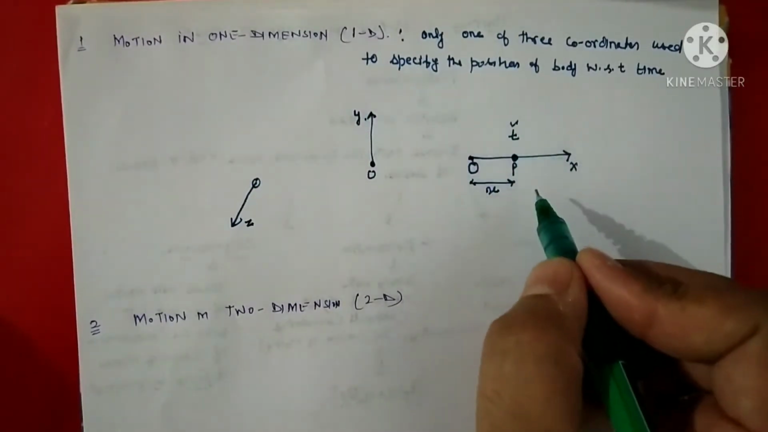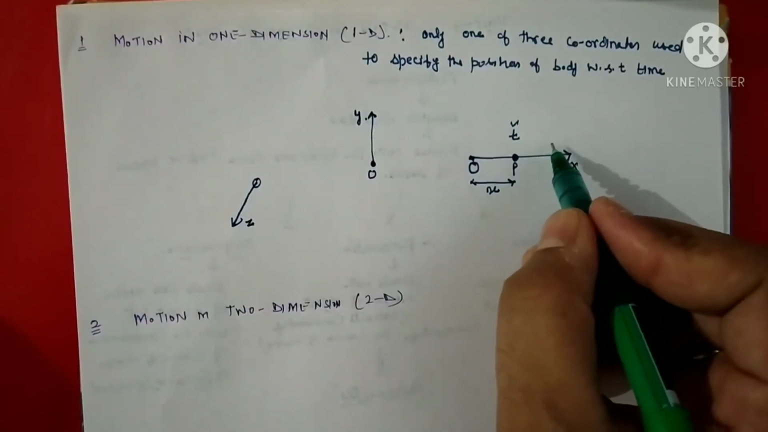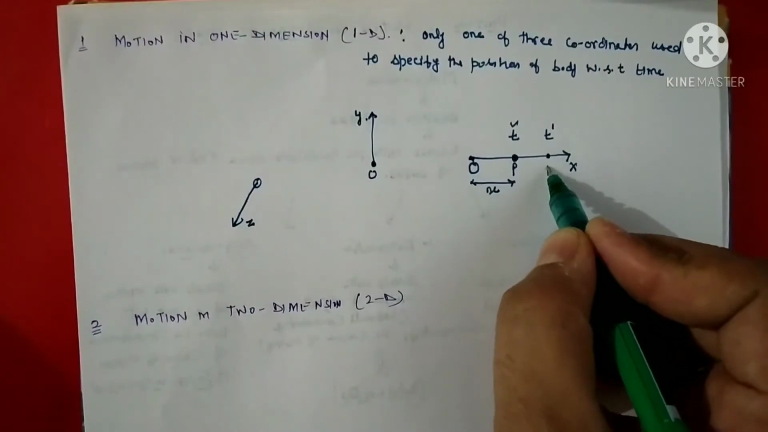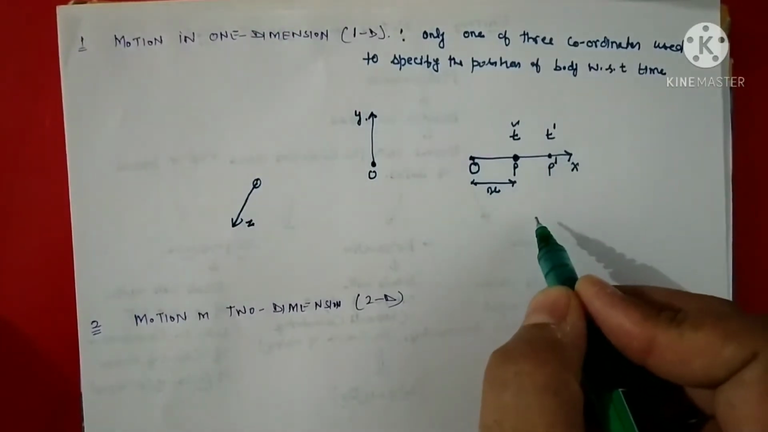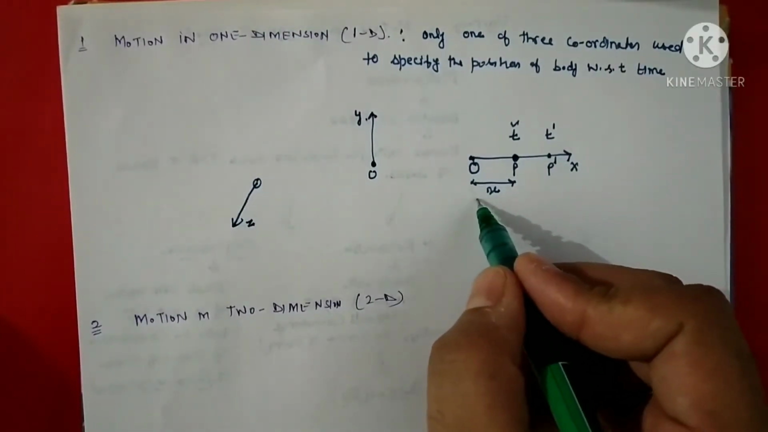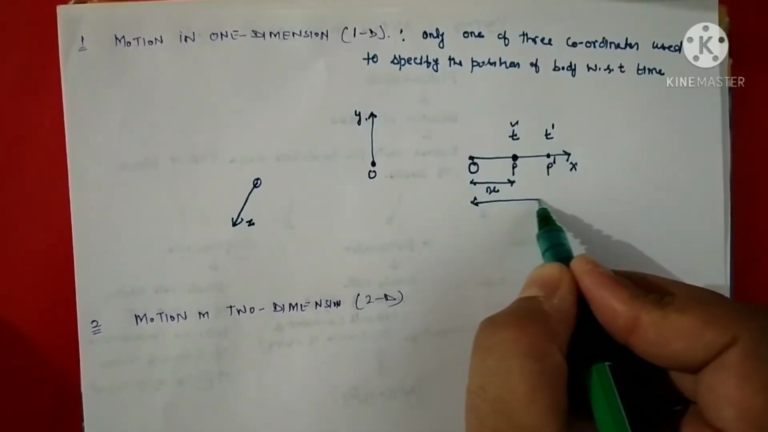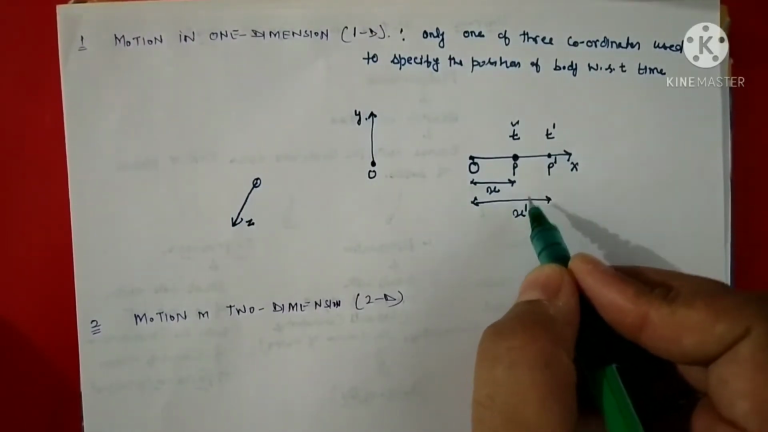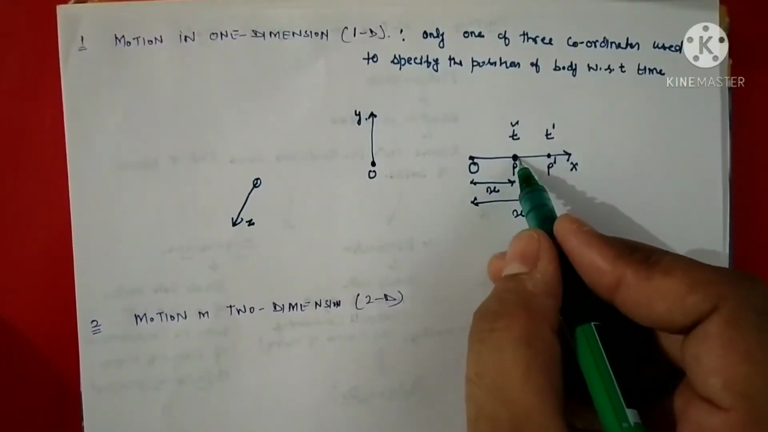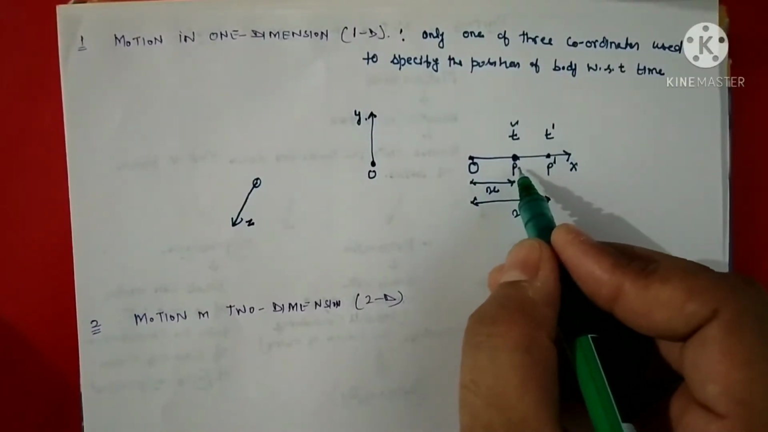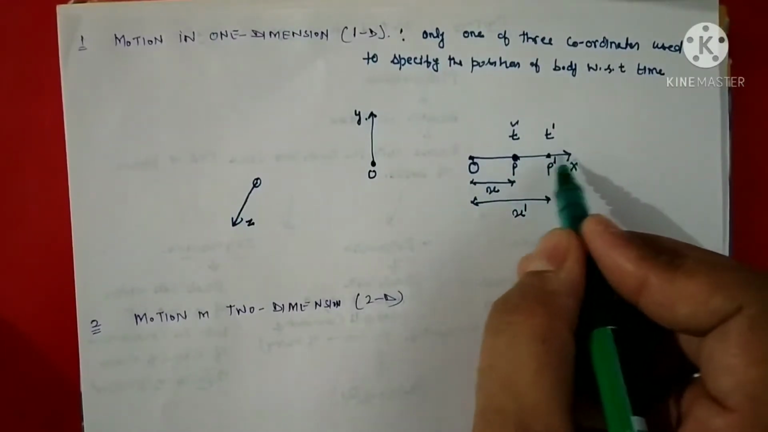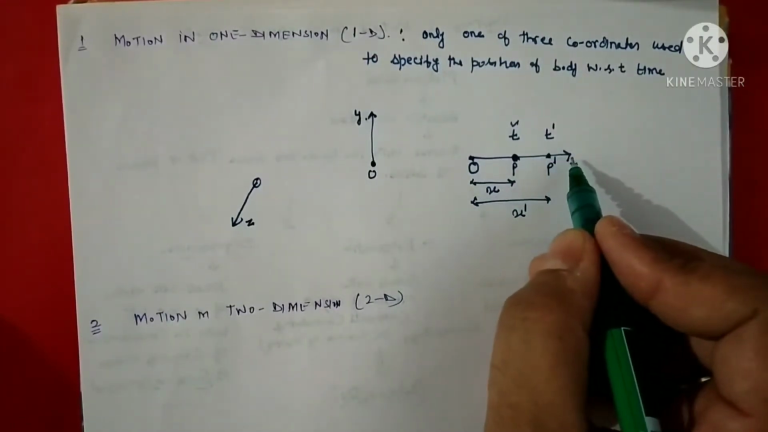at this time t. Suppose at time t dash the body has reached point P dash. Then its distance from the origin is x dash. The body has changed its position from P to P dash. So we can say that the body is in motion along one dimension, along one of the axes.